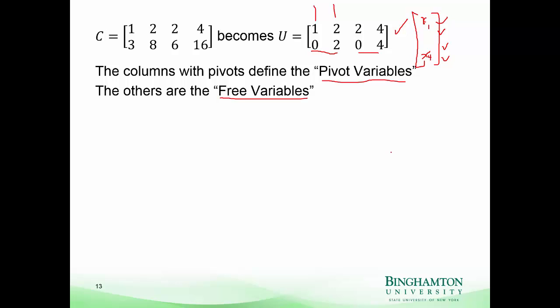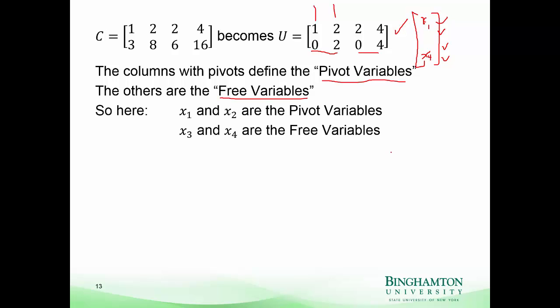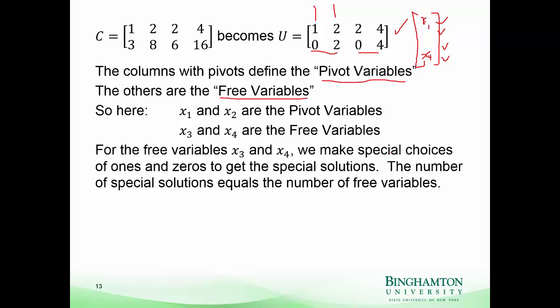So you do the elimination, find where the pivots are. Those column positions will define the positions of the pivot variables. You find the rest of the columns, those are the free columns. The positions of the free columns will define the positions of the free variables. So that's how we do all that. In this case, x1 and x2 are the pivot variables, x3 and x4 are the free variables. Now here they're separated. Pivot variables are at the top, free variables are at the bottom. It won't always be that way, as we'll see. These could be interwoven in some way.